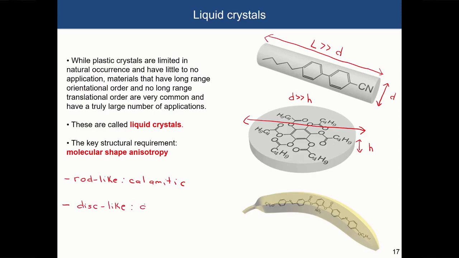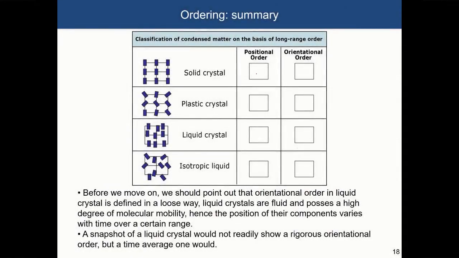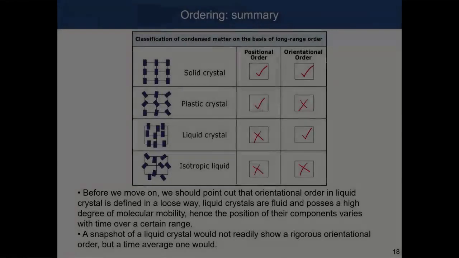Okay, so to summarize what we learned about general order in crystalline, liquid crystalline, etc. materials, what we know is that for solid crystalline materials we have both positional and orientational order. For plastic crystals we do have the positional, but we lack the orientational order. For the liquid crystals, it's the opposite case, so the orientational order is preserved. And for isotropic liquids, we don't have either, right?